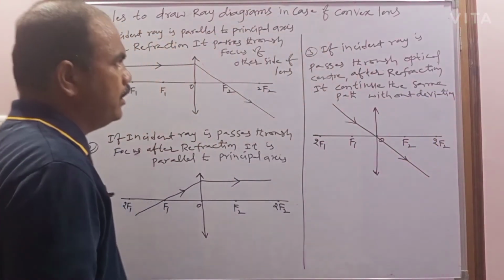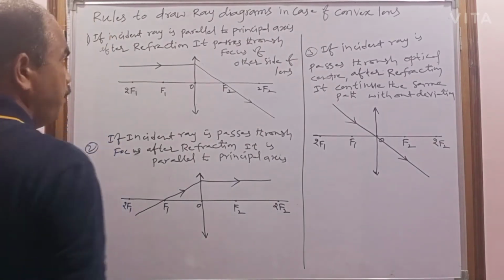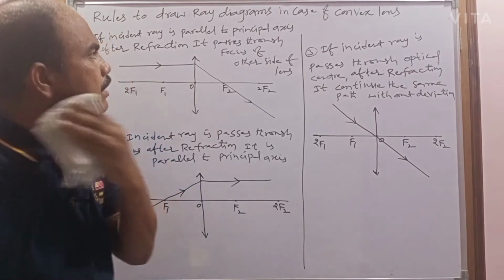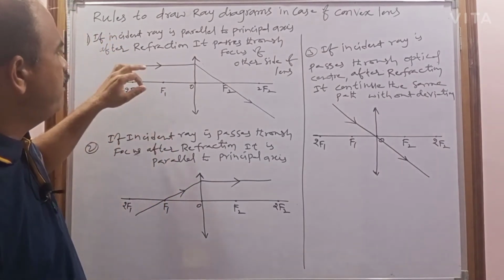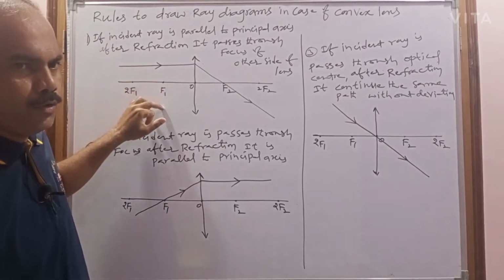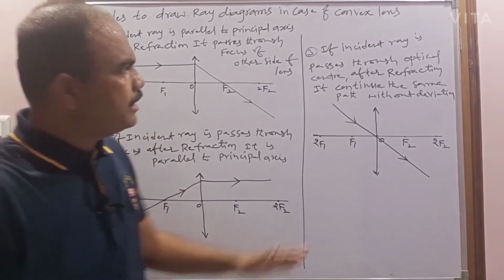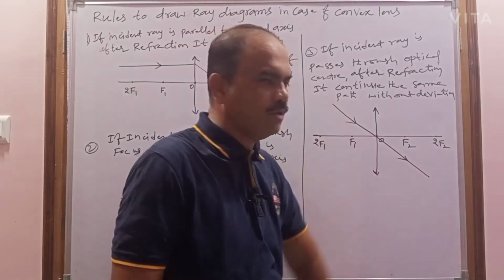So these are the three rules we have to remember while drawing ray diagrams in the case of the convex lens. The first rule is when the incident ray is parallel to the principal axis. The second rule is when the incident ray passes through the focus. And the third rule is when the incident ray passes through the optic center.